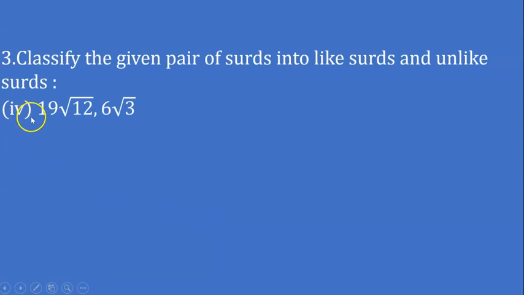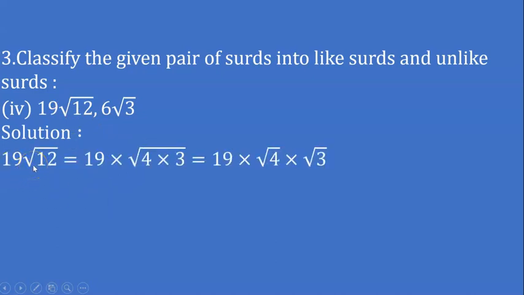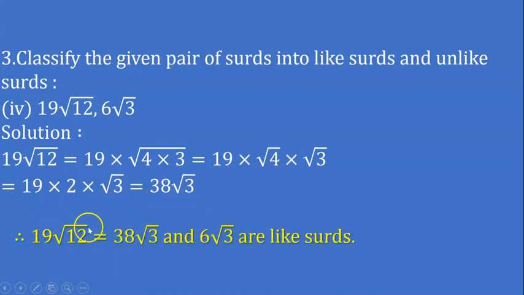Next example, 19 root of 12 and 6 root 3. Now we'll simplify the first one. 19 root 12 is equal to 19 into root of 4 into 3. Separate it, that is 19 into root 4 into root 3. Root of 4 is 2. Therefore, 19 into 2 into root 3. 19 into 2 means what? 38 into root 3. Again, 19 root 12 means 38 root 3, and 6 root 3. Again, these are like surds.